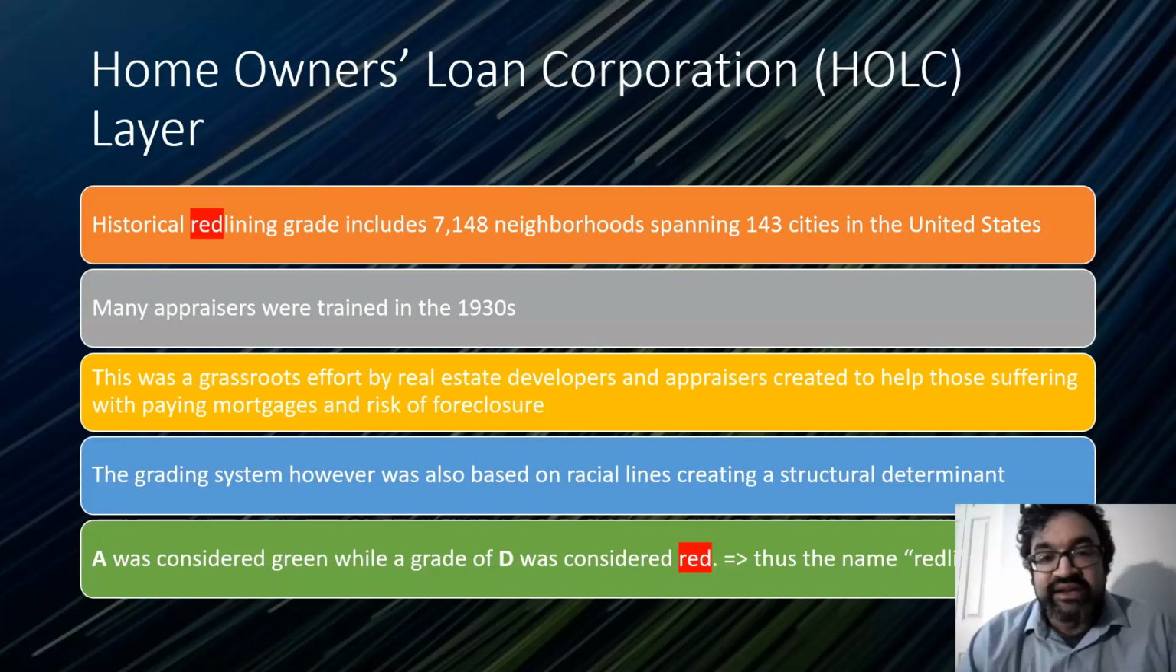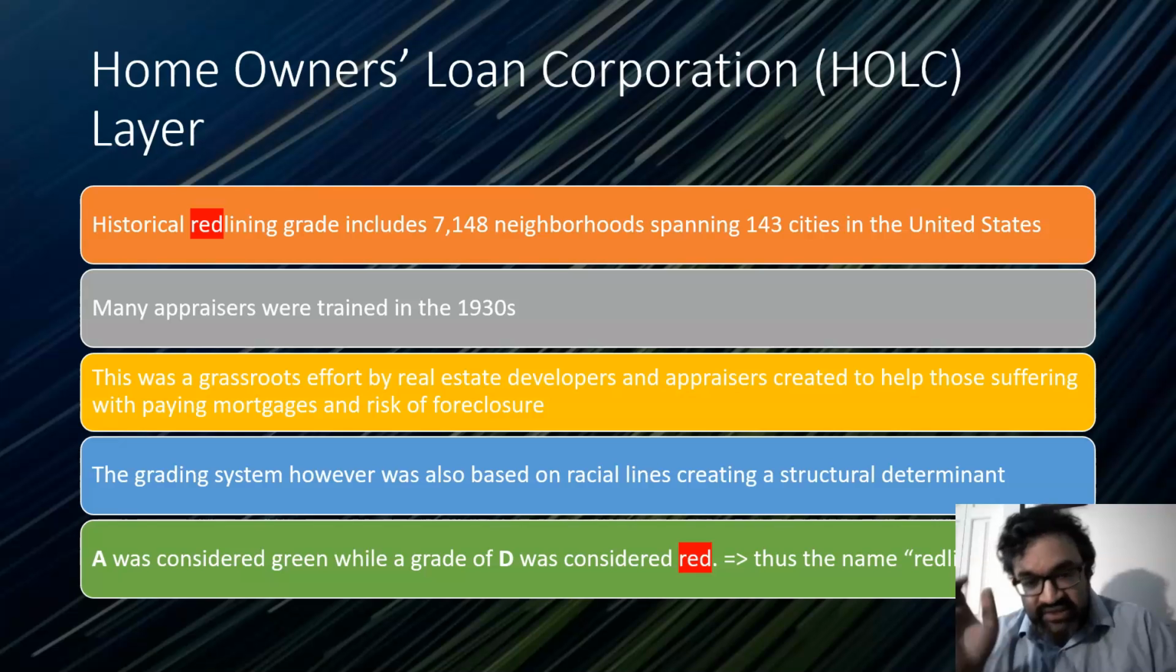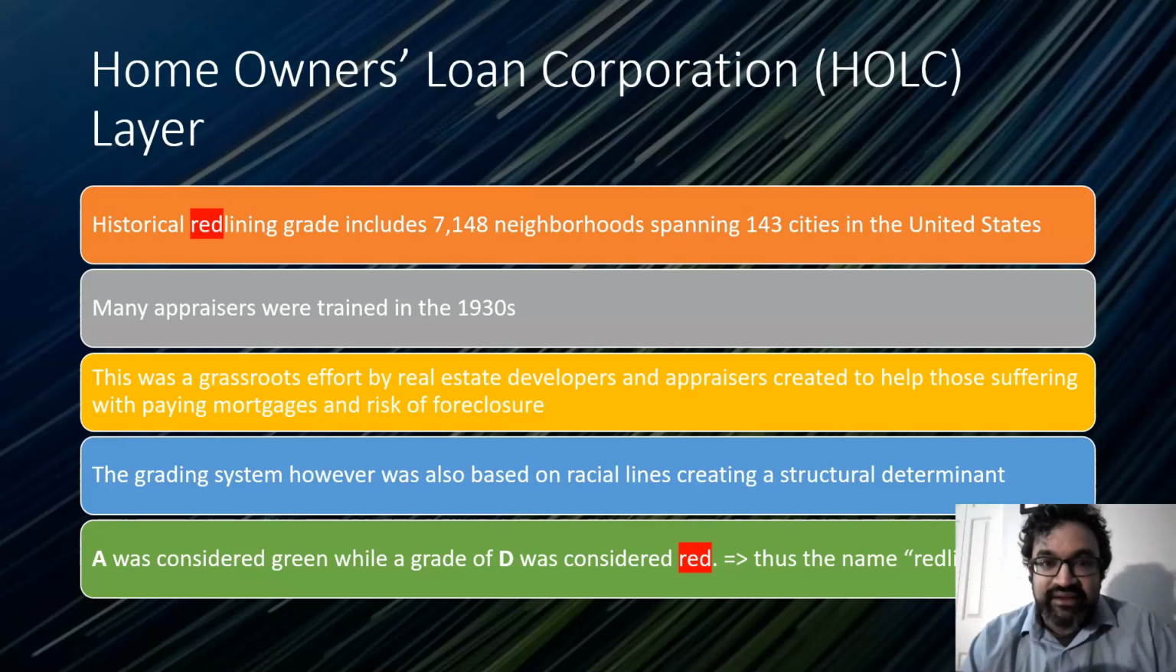So the historical redlining map includes 7,148 neighborhoods spanning 143 cities in the United States. Today, in this video, we're not looking at all of them. We're just concerned with 3 cities and multiple neighborhoods. This is a result of appraisers who were trained in the 1930s. Again, just going into some of the redlining details that I described to you in a previous slide, but just to reiterate the fact that D was considered red. So this was quite literally, as you'll see in the maps, red. So let me show you.